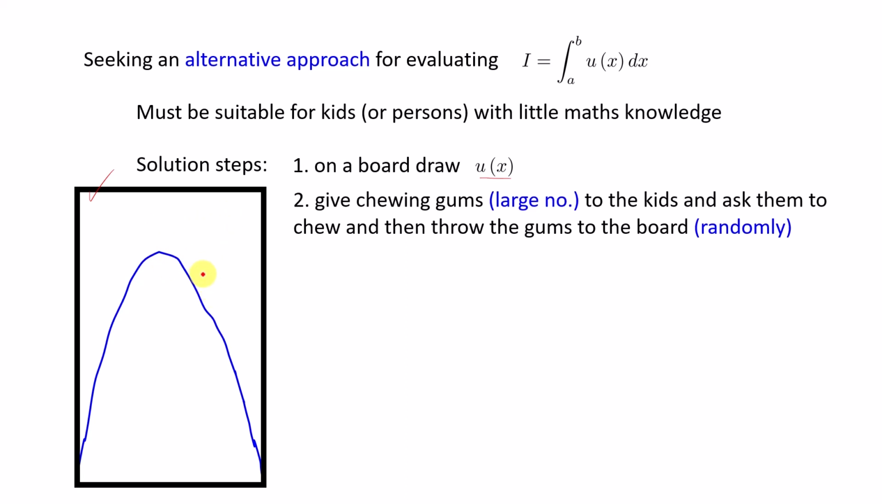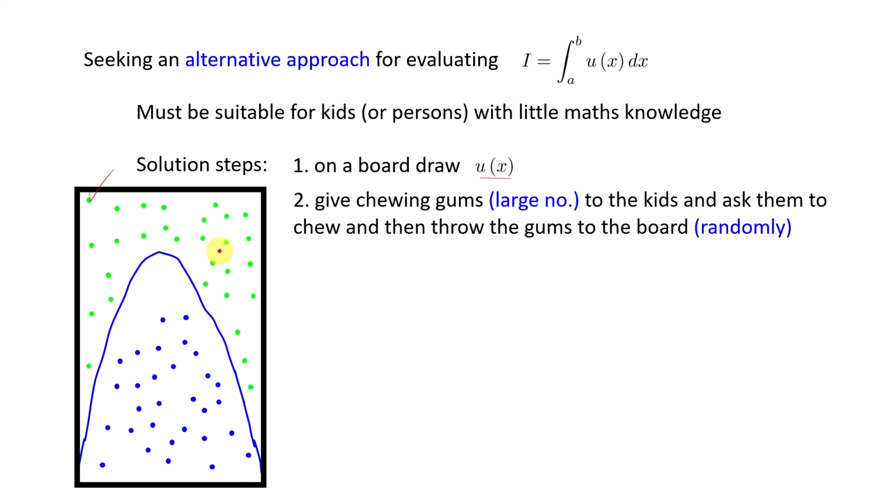So this is just a game now. There is no mathematics involved. This is just a simple game. So we carry on and we throw these gums over here. All the gums are the same. The gums that are coming within this area under u of x, I have given them blue color. And gums that are coming outside this area, but within the blackboard of course, I have given them green color. And we continue doing this for a very large number of gums.